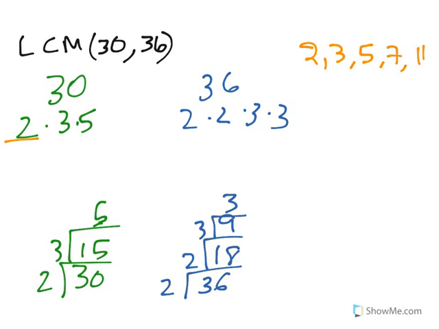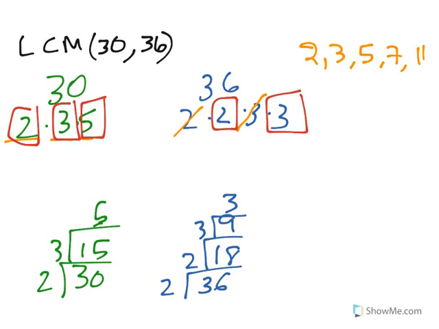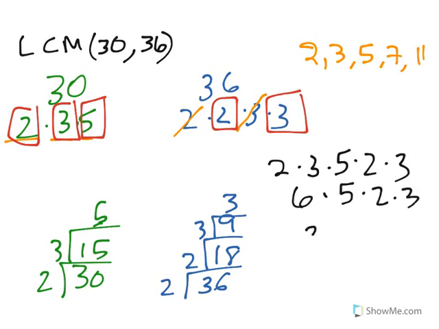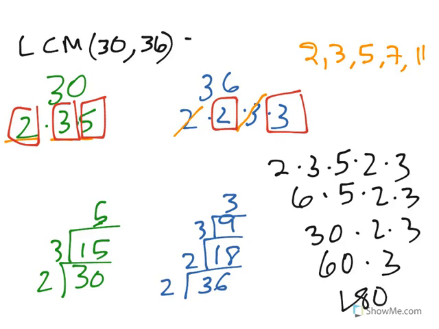All right, so let's take a look. We have a 2 here, is 2 repeated in 36? And there it is. We have a 3 here, is 3 repeated in 36? Yes, it is. And we have a 5 here, is 5 repeated? No, it is not. So we will keep anything that is not crossed off, and we will multiply them. So we have 2 times 3 times 5 times 2 times 3. 2 times 3 is 6, times 5 times 2 times 3. 6 times 5 is 30, and I'll carry everything else down. 30 times 2 is 60 times 3, which is 180. Which means the least common multiple of 30 and 36 is 180.